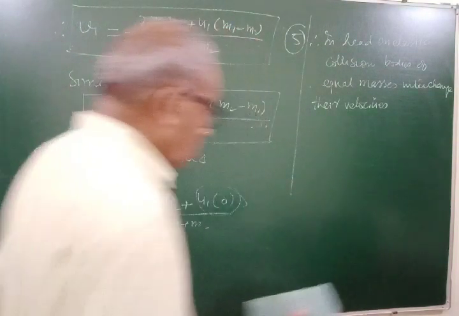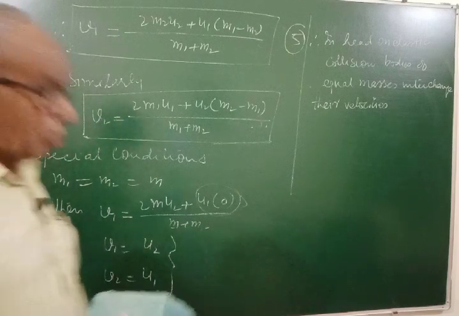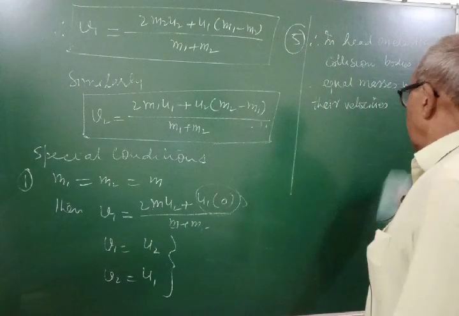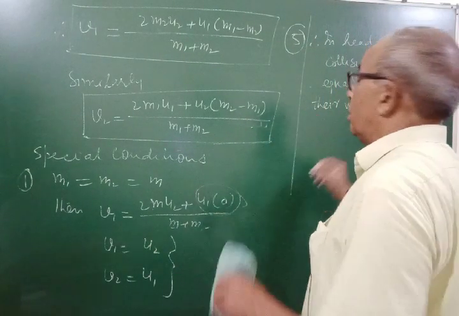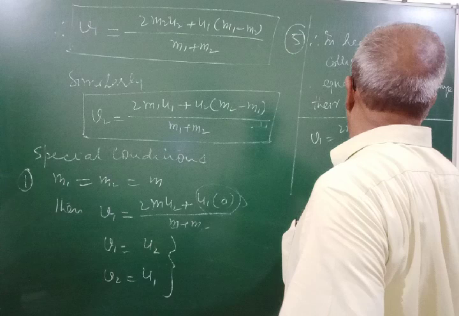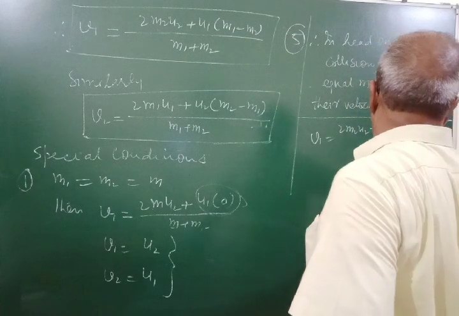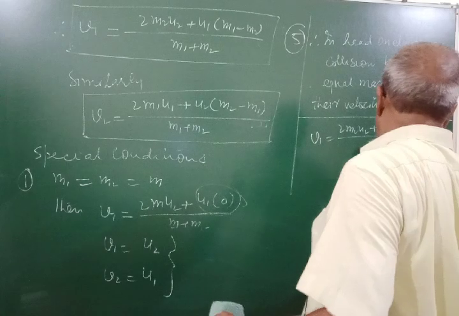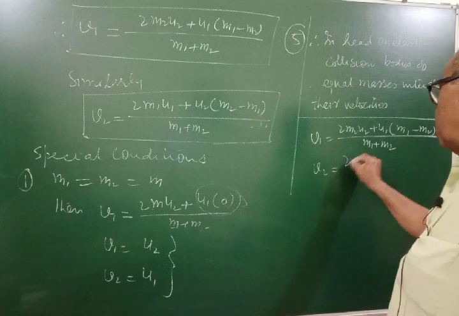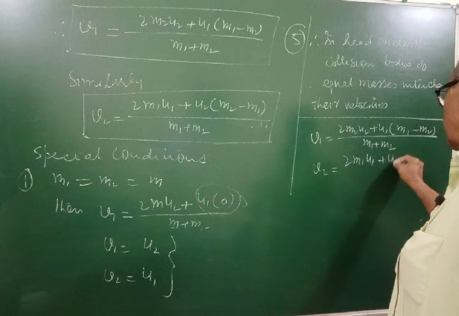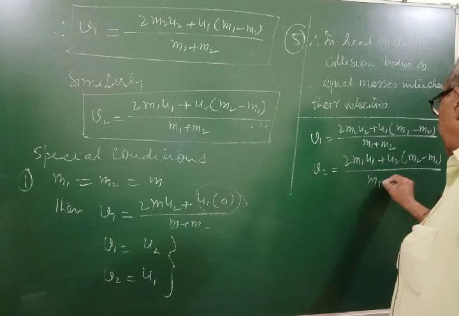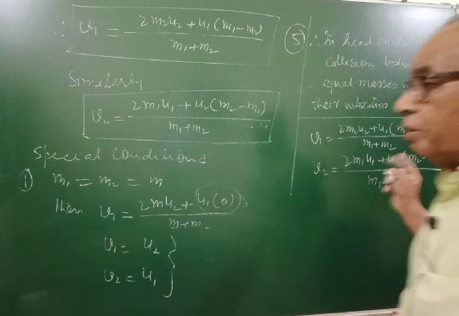Now, when there is a head-on elastic collision in one dimension, I am writing here the result: V1 is equal to [2 m2 u2 plus u1 (m1 minus m2)] upon (m1 plus m2), and V2 is equal to [2 m1 u1 plus u2 (m2 minus m1)] upon (m1 plus m2). You have to remember the result.